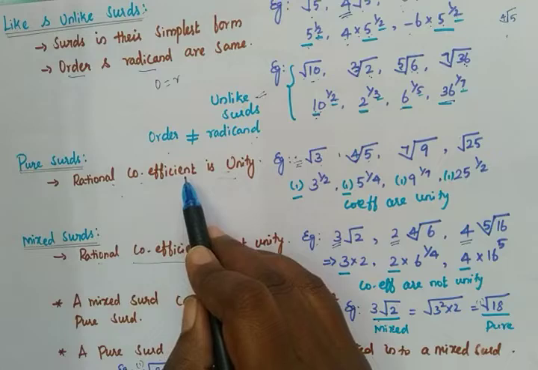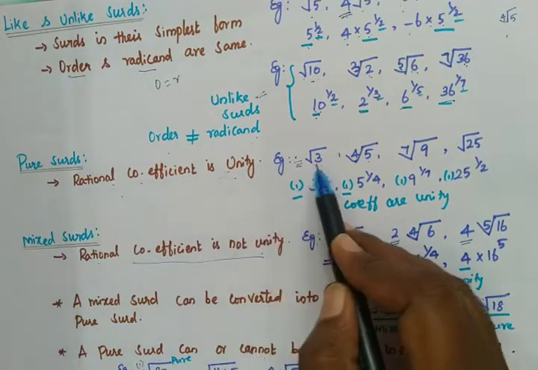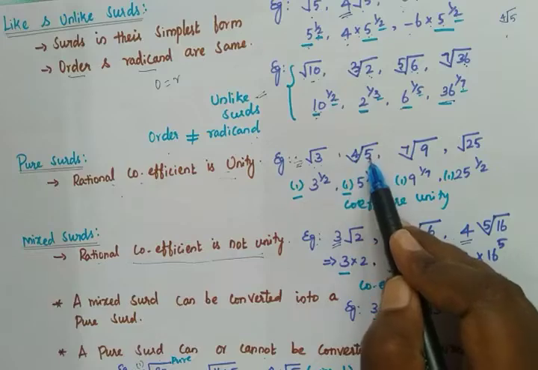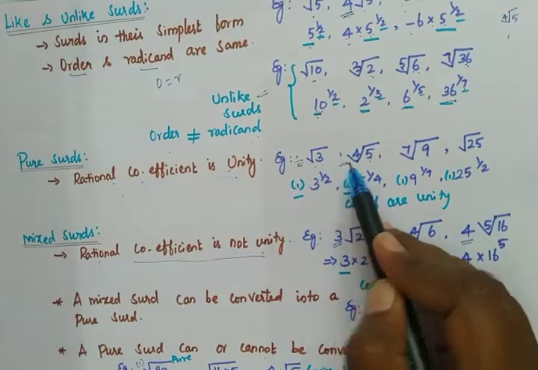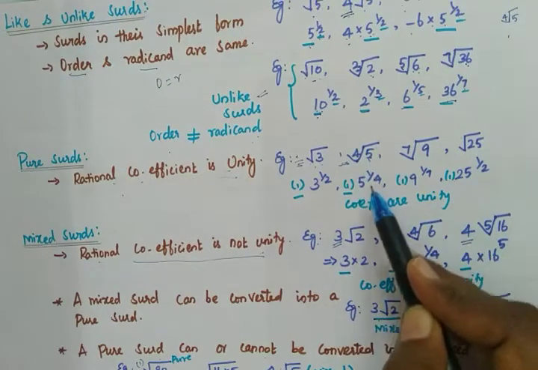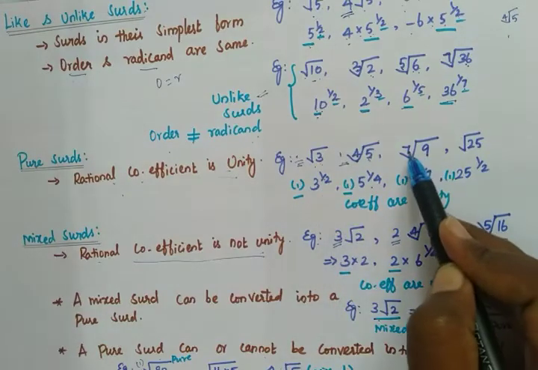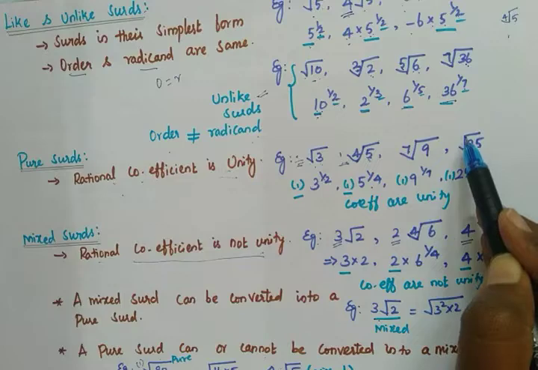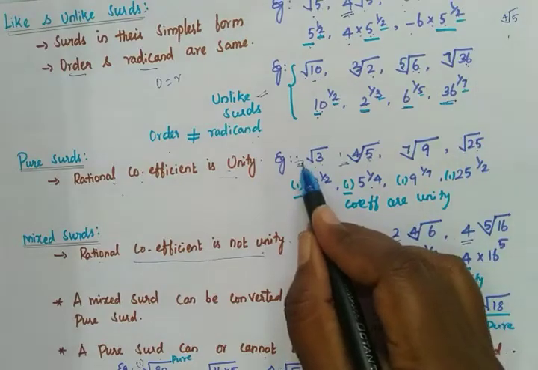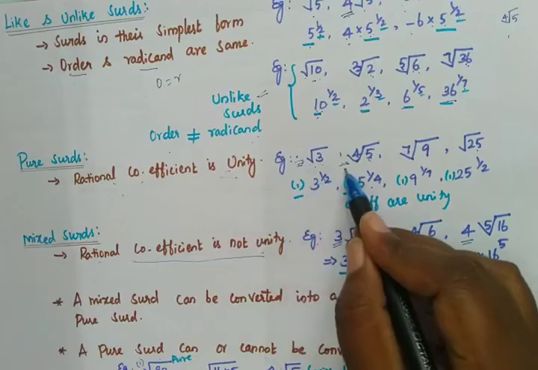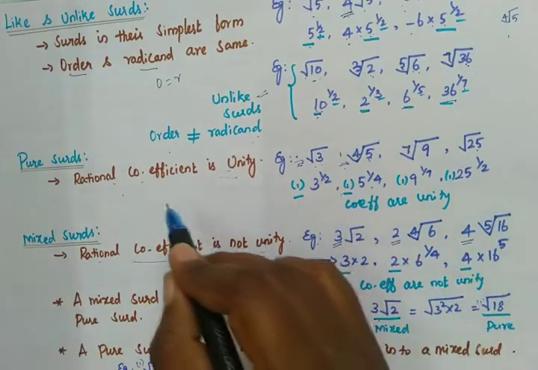Now what is this rational coefficient is unity? How can we say? This is square root of 3. And here we have 4 root 5. But here we don't have any coefficient because this will be 5 power 1 by 4. Here it is 3 power 1 by 2. Here it is 9 power 1 by 7. Here it is 25 power 1 by 2. So before this we don't have any coefficient. It is understood that the coefficient is 1, unity. So we can say this is a pure surd.